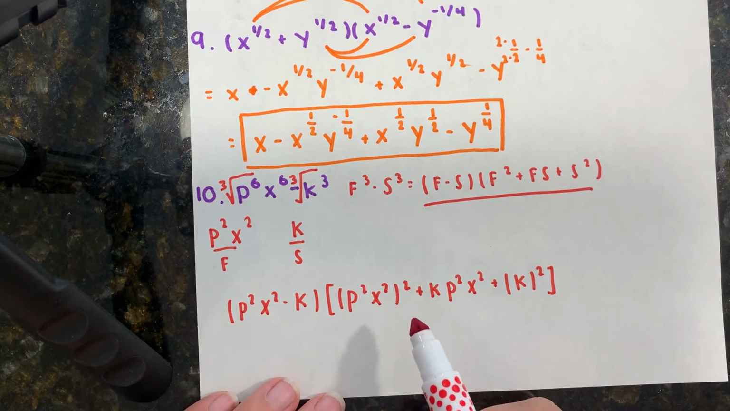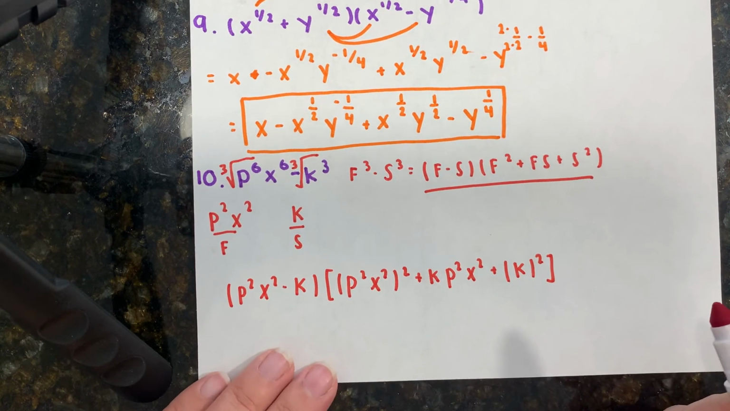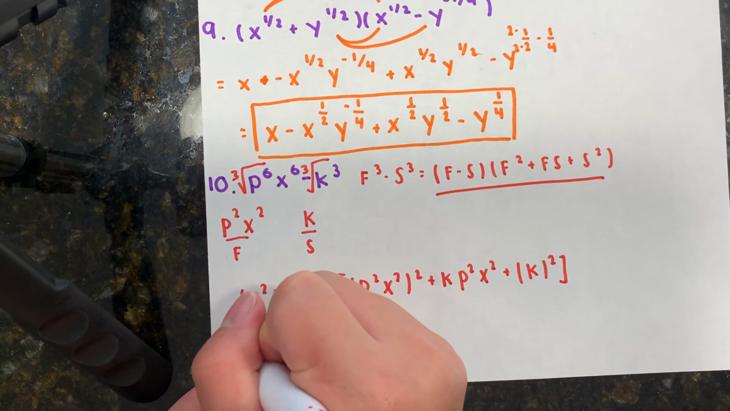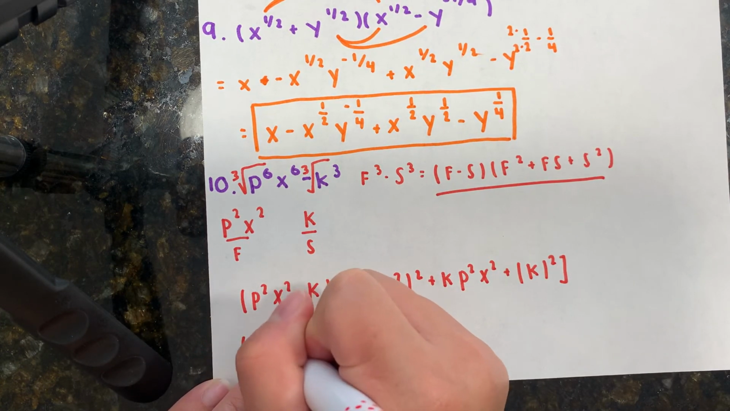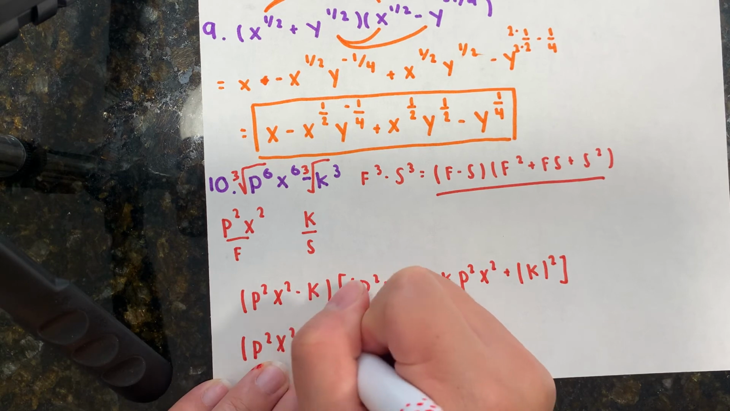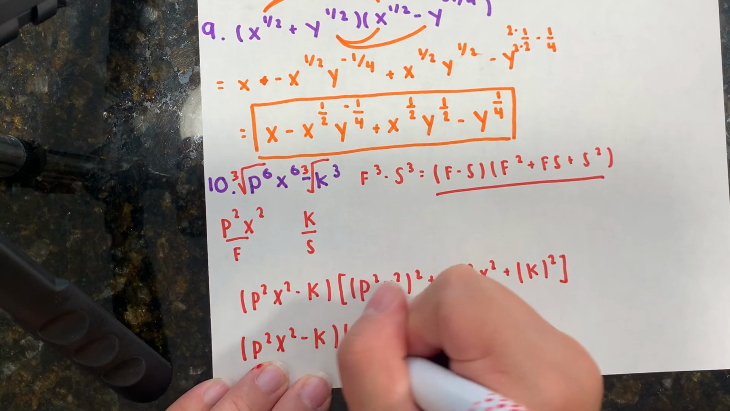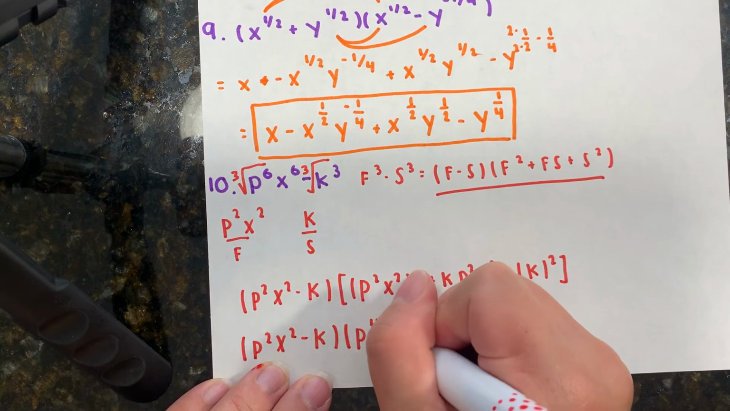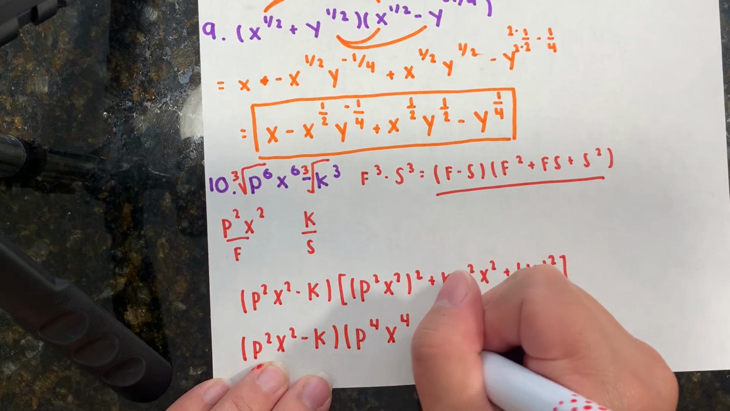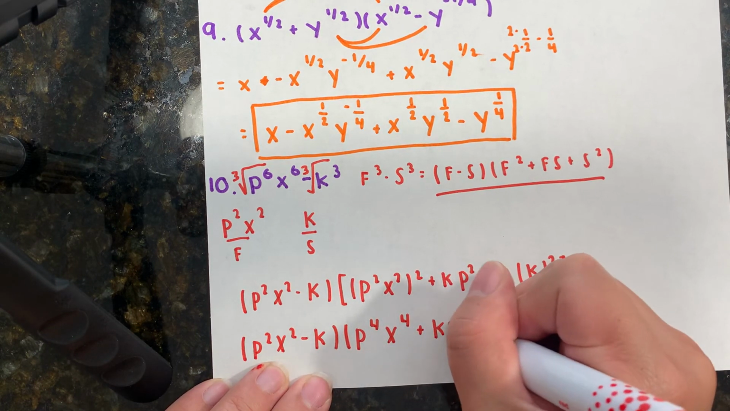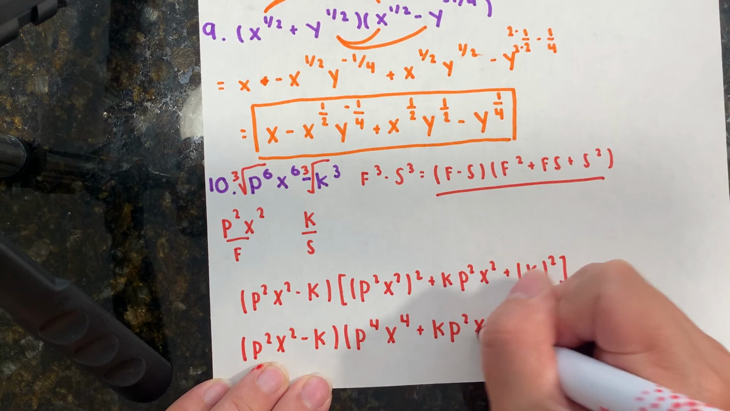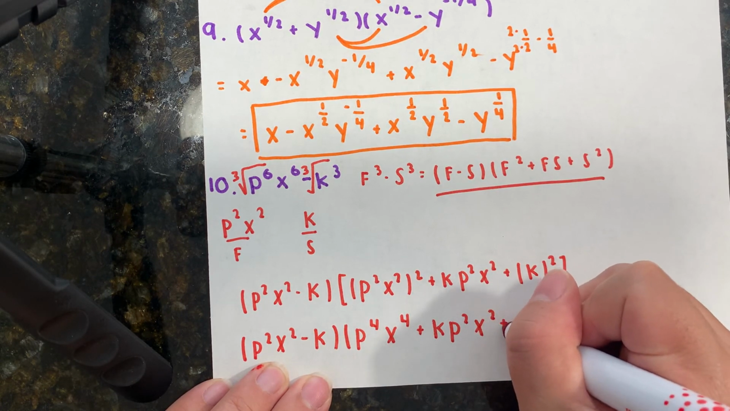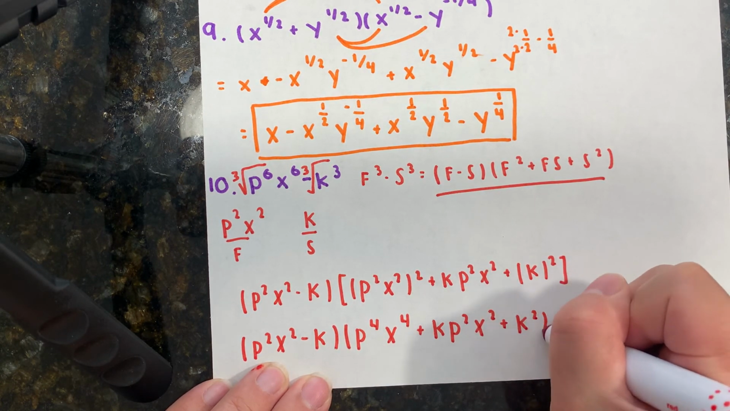And your last step is just to square these terms at the end. The left parenthesis is going to stay exactly the same at p squared x squared minus k. And that would turn into p to the fourth x to the fourth. The middle term stays the same. And when you square k, you get k squared.